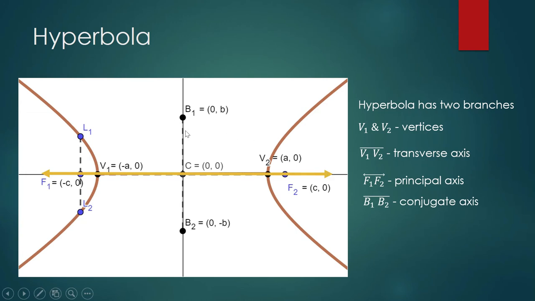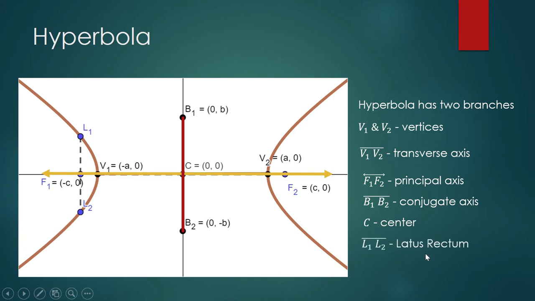B1, B2, the line segment connecting B1 and B2 is your conjugate axis. So maybe you can still recall your ellipse. If this were your ellipse, this one would be your minor axis and this one would be your major axis. But for a hyperbola, we call that the conjugate axis. What else? So your hyperbola has a center that is the midpoint of your transverse axis and your conjugate axis. So the conjugate axis and the transverse axis, they meet at the center. Although in this example, our center is at the origin.